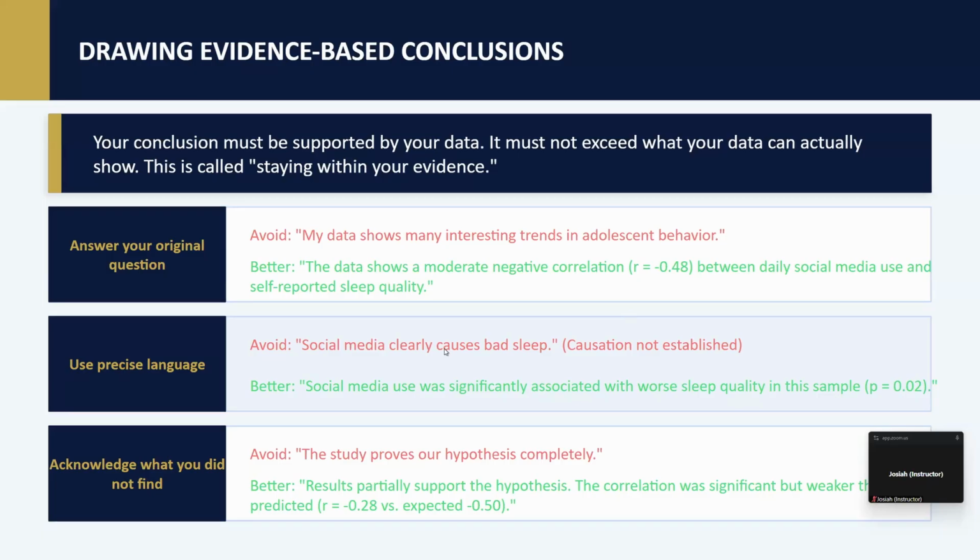Yes, you have all these conclusions on how some results help or do not help your hypothesis, but you also have to acknowledge what you didn't find. You shouldn't just say our hypothesis is completely proven. There's no way in the world something is 100% complete. There's always stuff in studies that does not support your hypothesis, so that should also be included in your conclusion.